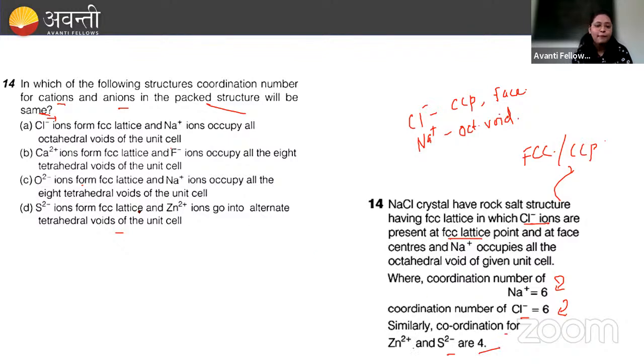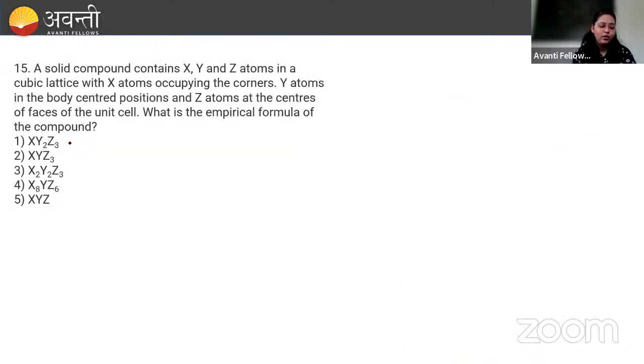So here, in the FCC lattice given, Zn2 plus ions go into alternate tetrahedral voids of the unit cell. So here, what is the correct answer? Cl minus ions form FCC lattice and Na plus ions occupy all the octahedral voids of the unit cell. So this is our correct answer, A. Okay, any doubt in this? Let's move on to the next problem. Yeah. Can you tell me what will be the answer?